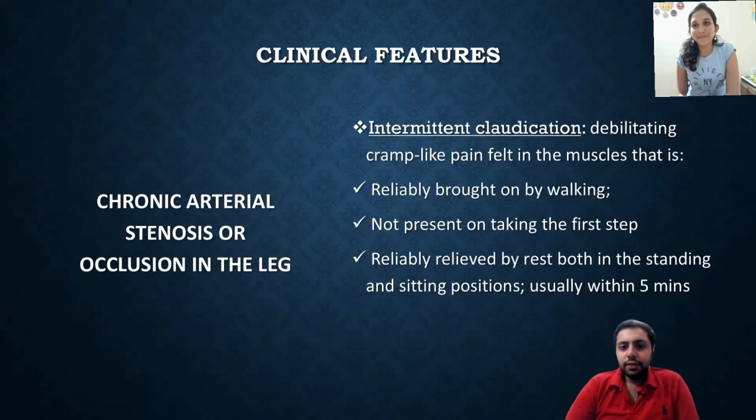So yeah, what are the clinical features? We have a term called claudication, intermittent claudication. So what happens in this? There is a cramp-like pain which we feel in the muscles reliably on walking, and it is not present on taking the first step. After walking only it starts, and it relieves on taking rest in a standing or sitting position, usually within 5 minutes.